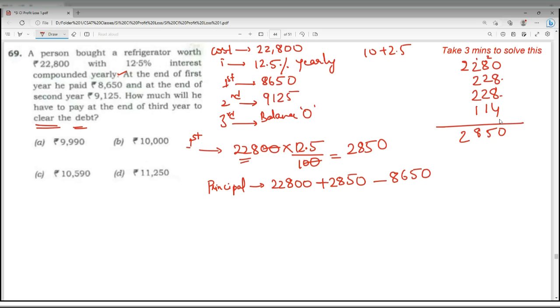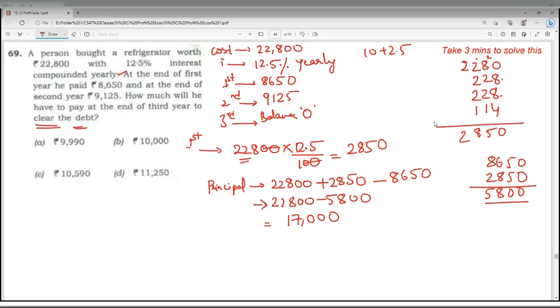He paid 8650. Now to do this, I can subtract: 8650 minus 2850 is 5,800. So this is 22,800 minus 5,800, which is 17,000. The principal outstanding after the first year is 17,000.